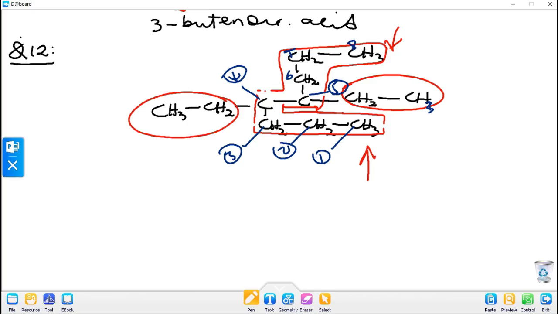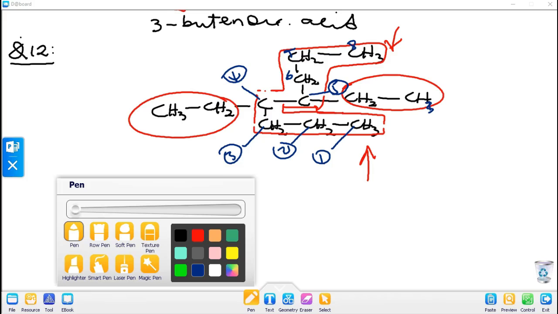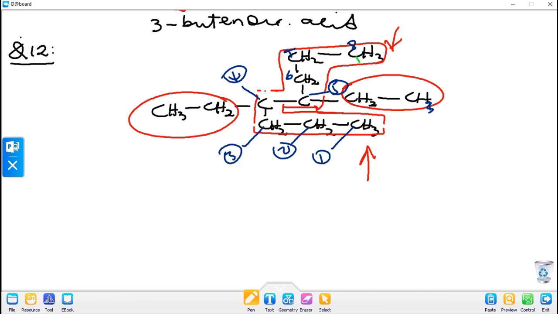Then if we choose our numbering from the top, this will be carbon 1. It implies that this will be carbon 1. This will be carbon 2. This will be carbon 3. And this will be carbon 4. And this will be carbon 5. So whether from the top or from the bottom, they will both be at carbon 4 and 5 respectively. So we can see that is how the structure looks.